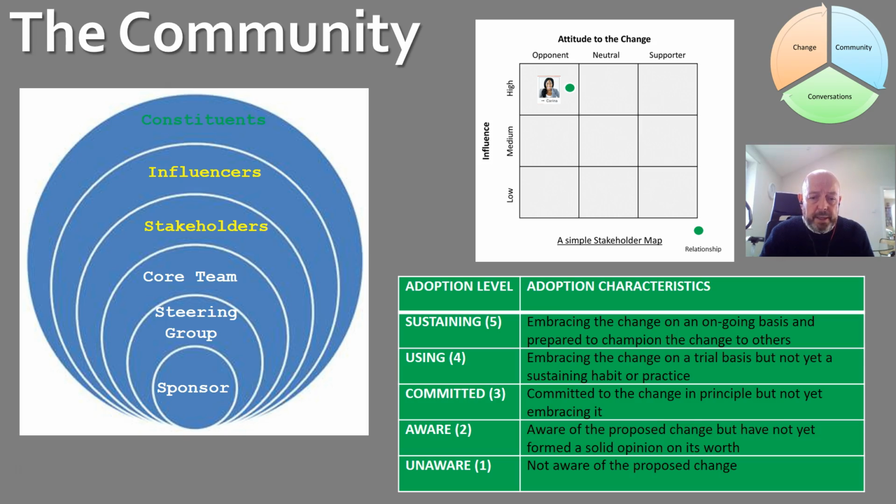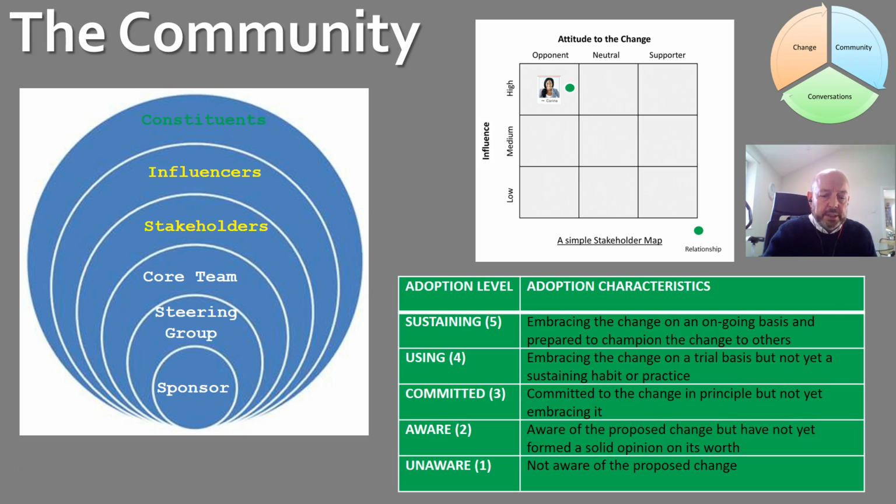People moving up a level at a time, from unaware to aware to committed to using and sustaining. And what you need is some demonstrable and visible, observable characteristics of each stage, so you can see how your change management process is going. So that's the change community.